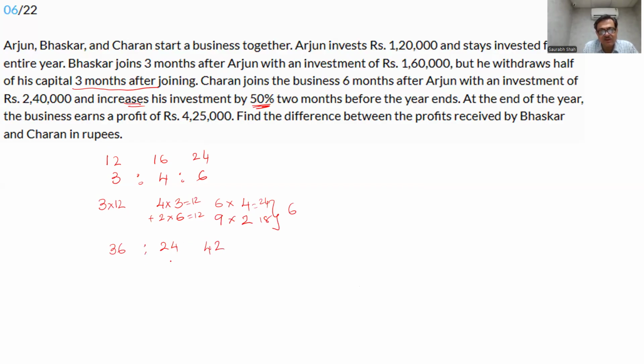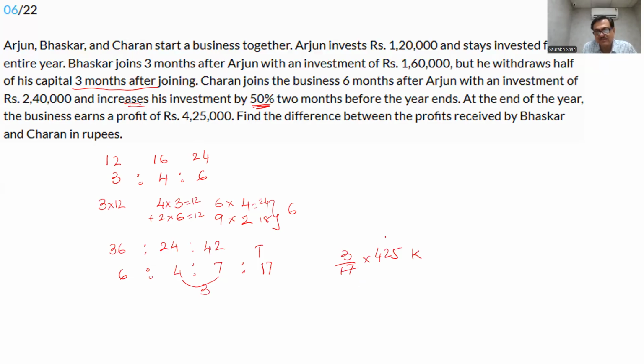Luckily, their partnership ratios can still have a cancellation. We can cancel a 6. So that gives us 6 is to 4 is to 7. 6 plus 4 plus 7 is 17. The total will be in the ratio 17. And they're asking you for the difference between Bhaskar and Charan. Bhaskar and Charan difference is 3. So the difference is 3 by 17th of the given profit, which is 4 lakh 25 thousand.